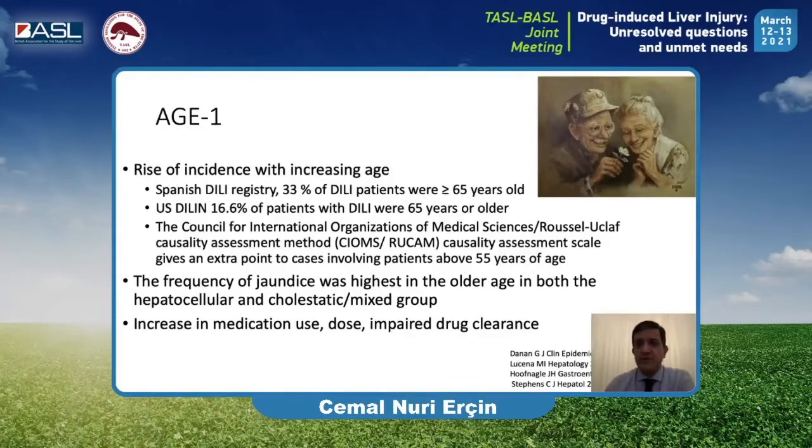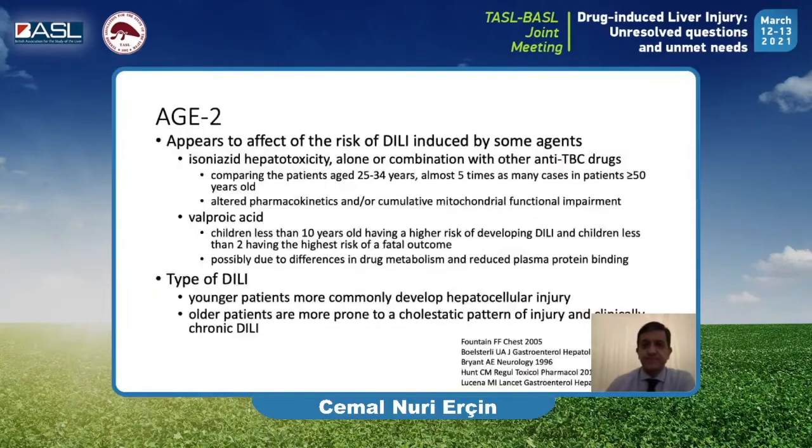Also, we know that RUCAM causality assessment scale gives an extra point to cases involving patients above 55 years of age. The frequency of jaundice was highest in the older age in both the hepatocellular and cholestatic mixed group. Increase in medication use, dose, and impaired drug clearance may be the factors responsible for DILI in older people. Age appears to affect the risk of DILI induced by some agents.